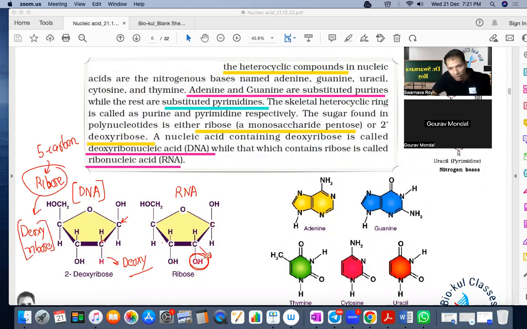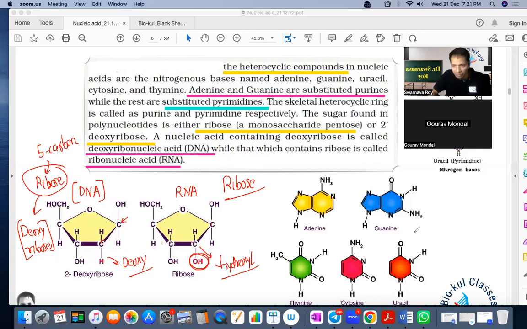In case of RNA, the second carbon has a hydroxyl group. That's why it is called ribose, just plain ribose sugar. This is called deoxyribose sugar because one oxygen is gone. So in the nucleotide of DNA, we have deoxyribose sugar. In the nucleotide of RNA, we have ribose sugar.